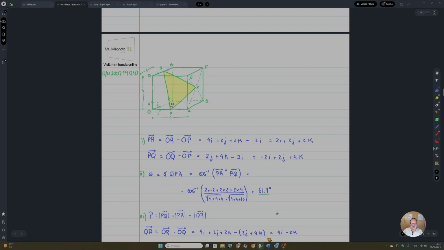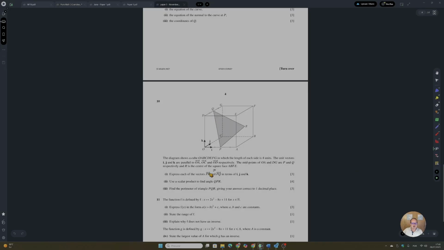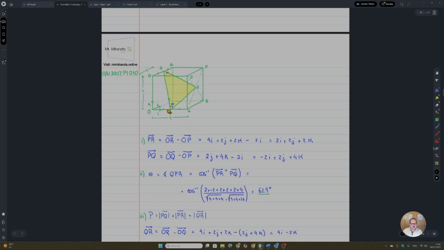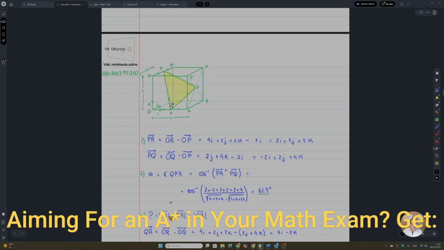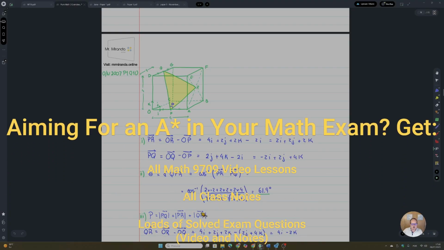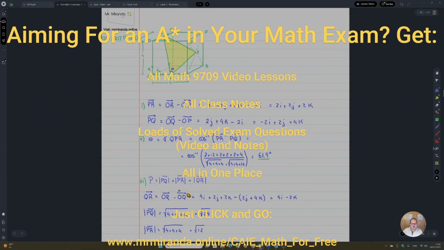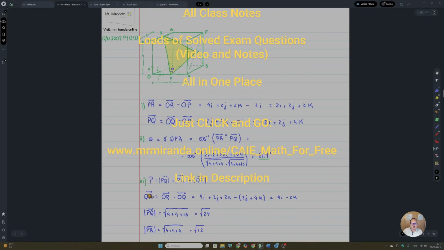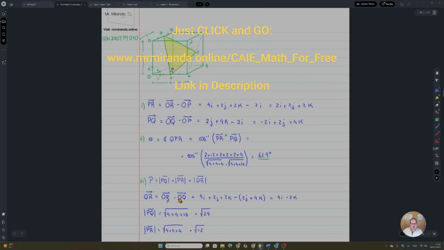Here you have it. And then finally, question 3 is find the perimeter of triangle PQR, giving your answer correct to 1 decimal place. To get the perimeter of the triangle, you need to get the distance of each side. So that's the magnitude of PQ, magnitude of PR, magnitude of QR. Starting with QR, that's the only one that you don't have the vector for. So again, that's OR minus OQ. OR is given by 4i plus 2j plus 2k minus OQ, which is 2j plus 4k. Subtract the latter from the first, and there you have it.